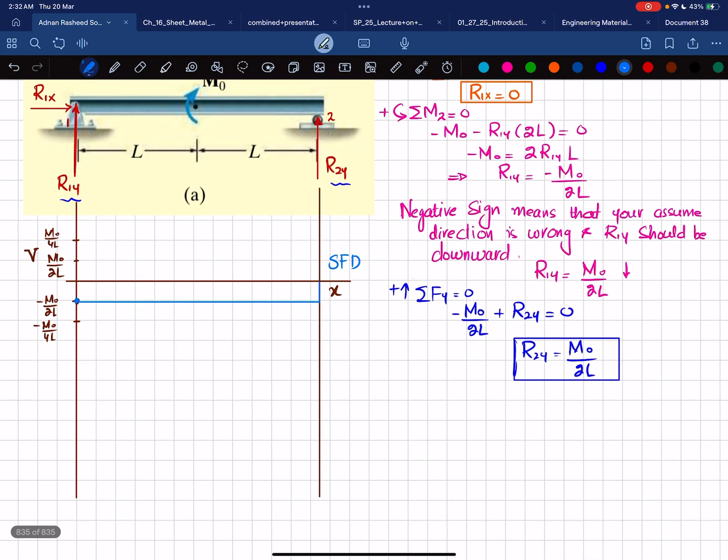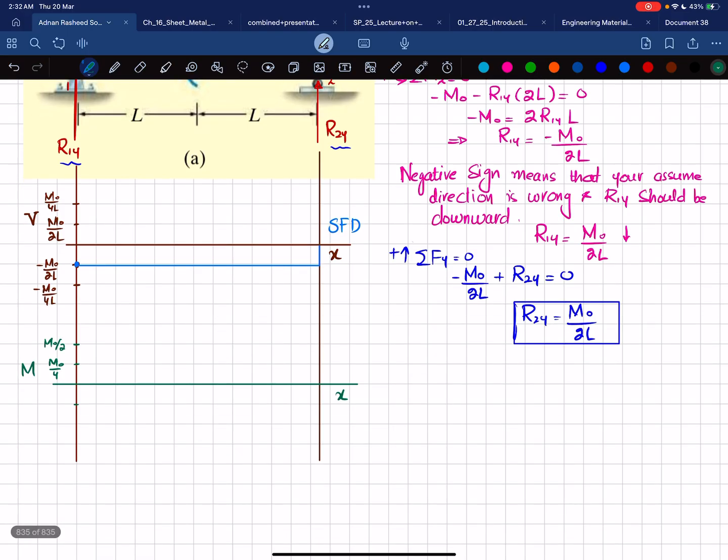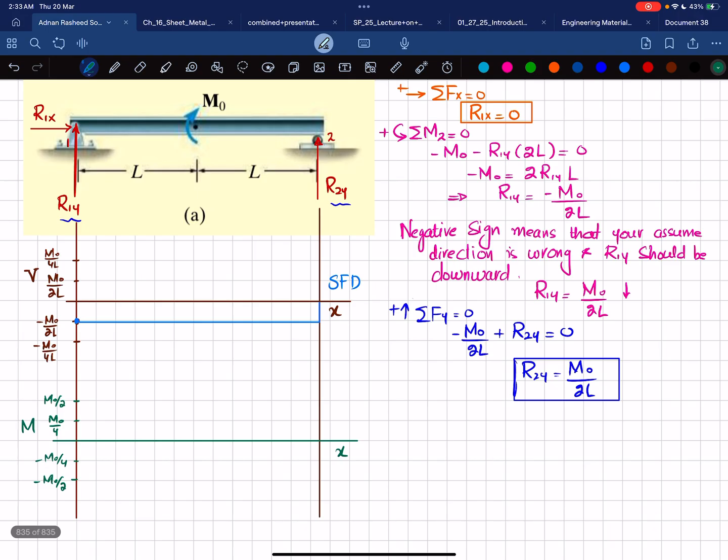Now we'll draw the bending moment diagram. For that I will draw a horizontal line to show the length x, where x is greater than or equal to 0 and less than or equal to 2L, and on the y-axis you will take moment. Now we will take here m naught over 4, this will be m naught over 2, and similarly downward minus m naught over 4 and minus m naught over 2. Clear?